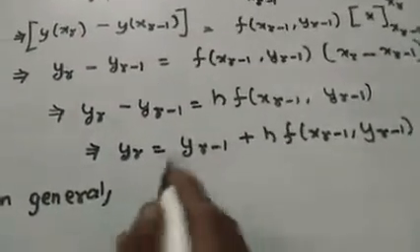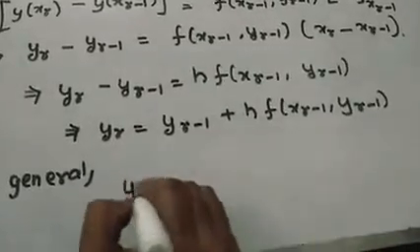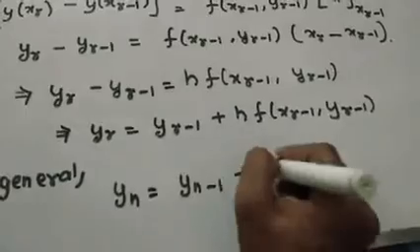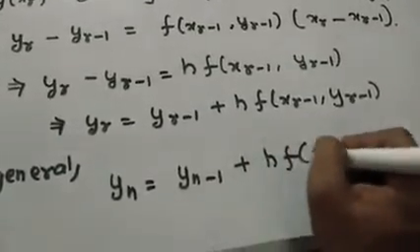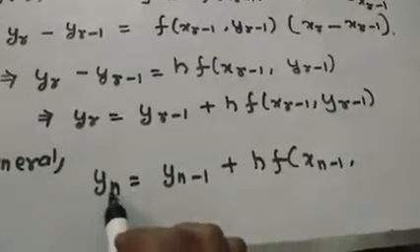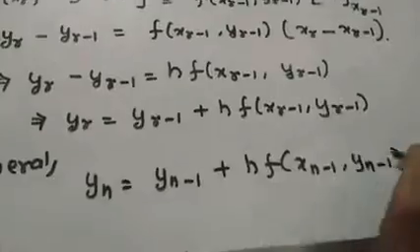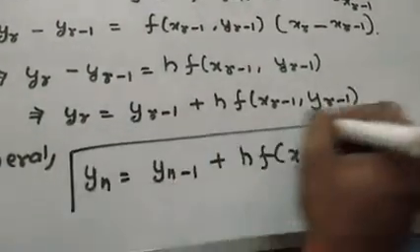So finally, in general, if you generalize this formula, that means if you replace r by n, we will get yn equals yn minus 1 plus h into f of xn minus 1, yn minus 1. Just in place of r I am replacing by n. This is your Euler formula.